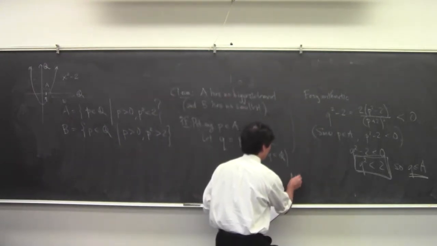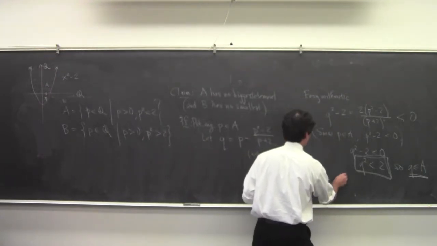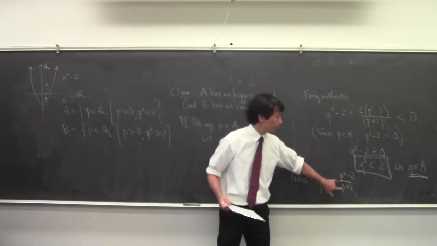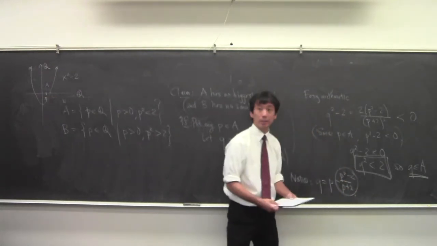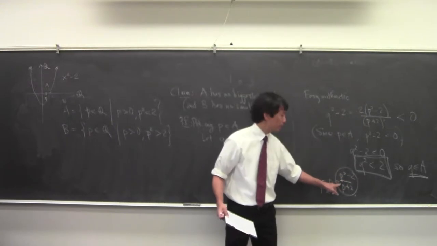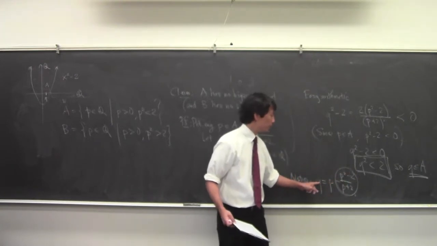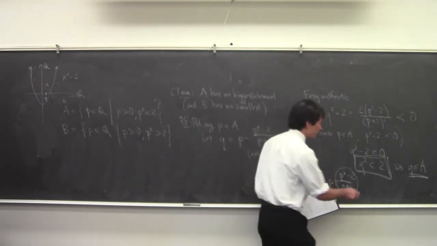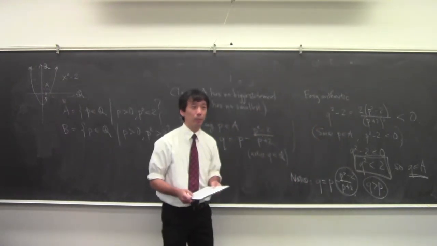But notice that Q is P minus (P squared minus 2) over (P plus 2). What can we say about this term here? P squared minus 2 is negative, so we've got a negative number over a positive number, so this is positive. So Q is P plus a positive number. In other words, Q is bigger than P.